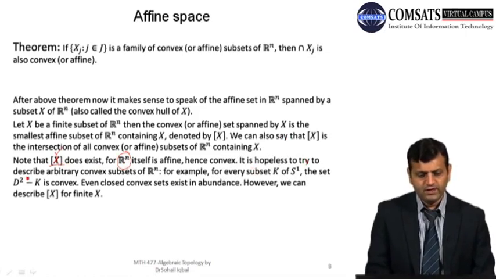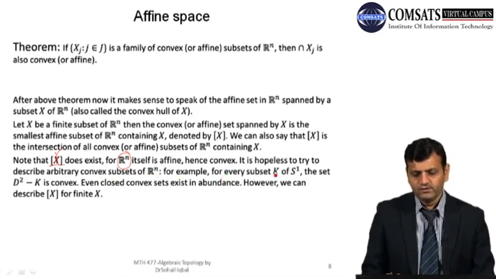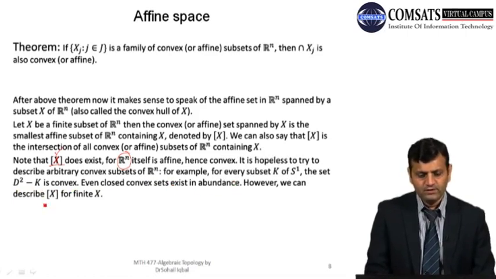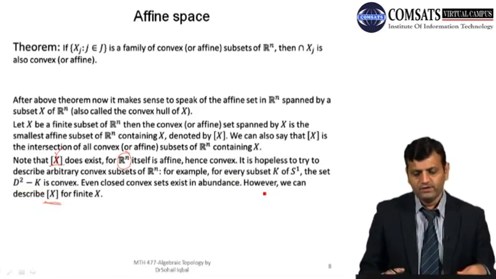It is hopeless to try to describe arbitrary convex subsets of Rn. For example, for every subset K of S1, the set D2 minus K is convex. Even closed convex sets exist in abundance. However, we can describe the convex set generated by X for finite X. The point is, it's impossible to try to classify them or study them in a systematic way, because they are in abundance. So that's why we will only concentrate on the convex sets spanned by a collection of points.